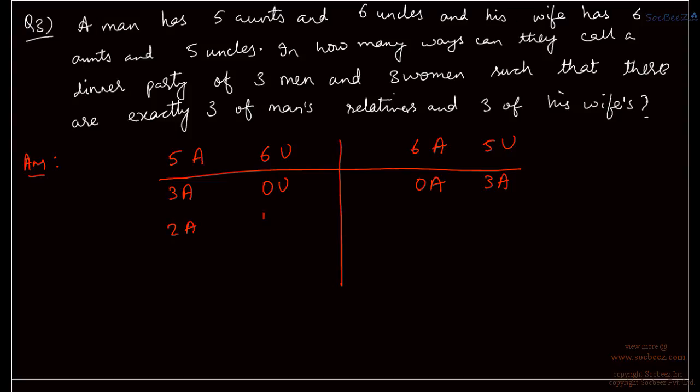Then let us increase 1 uncle here. Similarly, 1 aunt increases here and 1 uncle. The next one is 1 aunt and 2 uncles, and here 2 aunts and 1 uncle. Finally, no aunt from his side, 3 uncles, and similarly 3 aunts and no uncle. Now let us see the possible number of selections for each possible case.